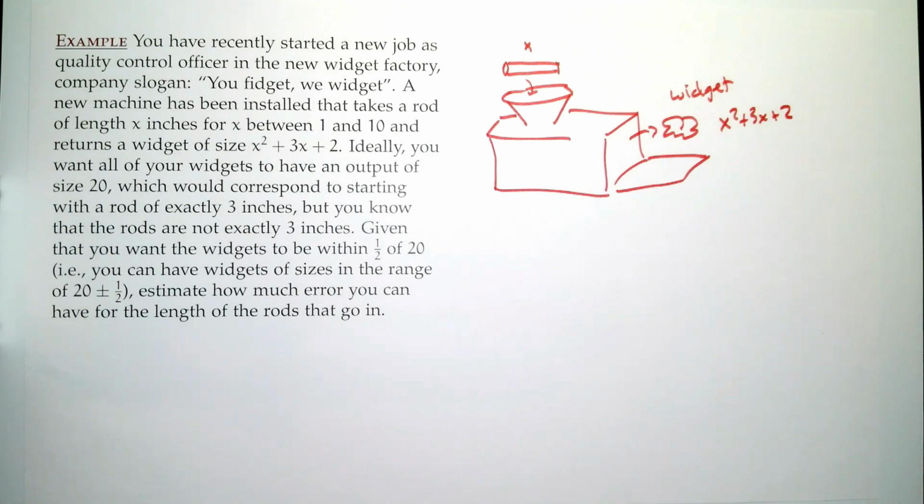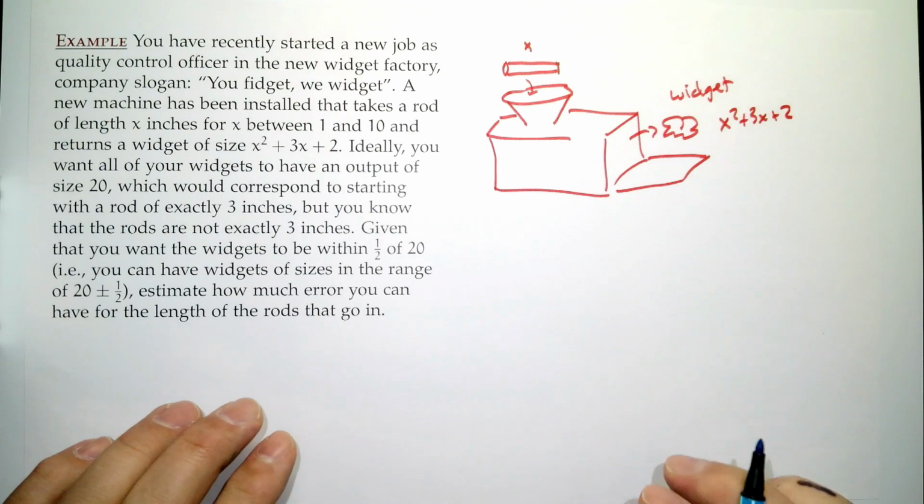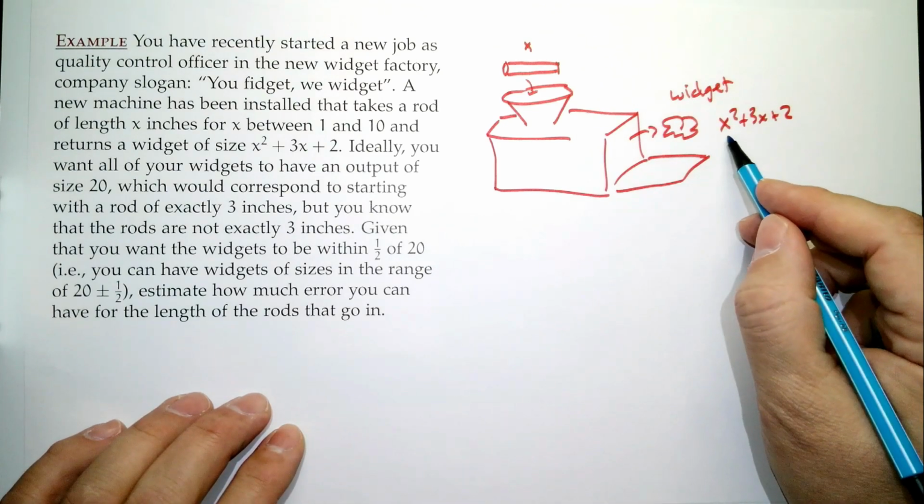How much error can you give for the length of the rods? How much are we willing to tolerate? This is actually an important type of evaluation, because you're always going to have to work with things which are not perfectly measured, and you have to say, look, how much am I willing to budge? So what do we do? Well, here's our f of x.